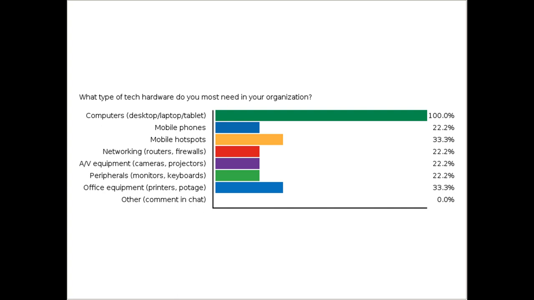Are you needing networking tools like routers, firewalls, switches, things to help support your network, servers? Are you needing AV equipment like cameras, projectors, music soundboards, things like that? Or peripherals like the monitors, keyboards, mice, headsets, things you use next to your computer? Are you needing office equipment like printers or postage meters? Or is there something else we're not mentioning?